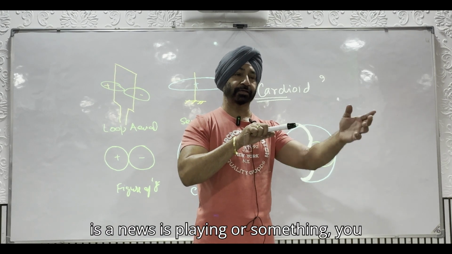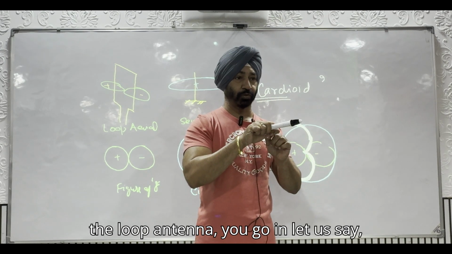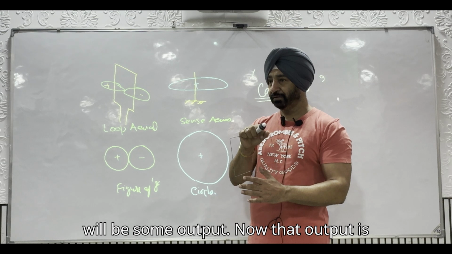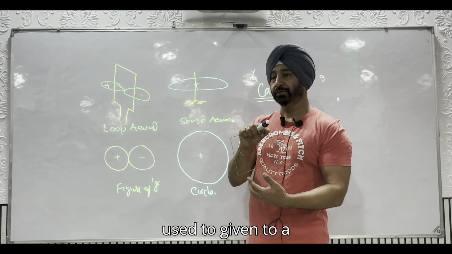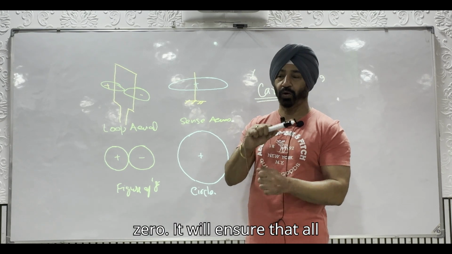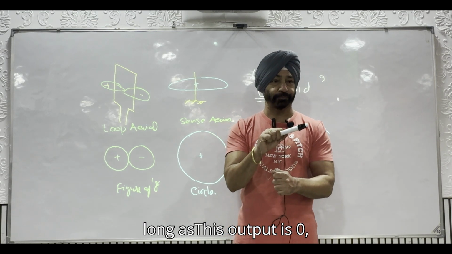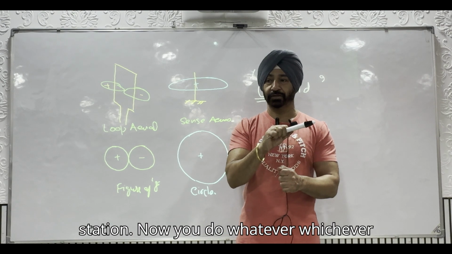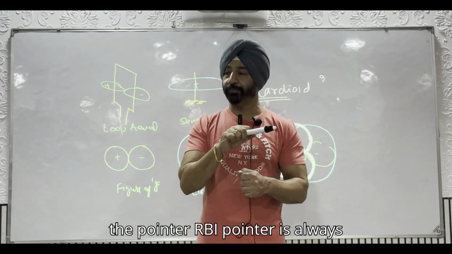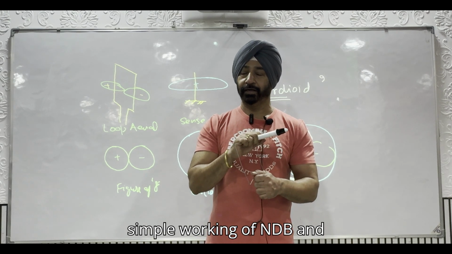It doesn't matter whether the ground station is playing news or something, you get the radio signal, you process it with the loop antenna. If you try to go in any direction, there will be some output. That output is given to a motor, which will again put it to 0. It will ensure that the output of this aerial is 0. As long as this output is 0, the pointer is always pointing to the station. Whichever side your heading is, the RBI pointer is always pointing towards the station. So that is the simple working of NDB and ADF.